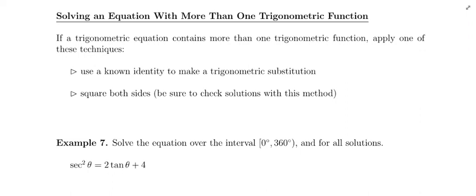On page 7, we're going to look at the next type of trigonometric equation. We will be solving an equation with more than one trigonometric function. So, if a trigonometric equation contains more than one trigonometric function, you need to apply one of these techniques. Either use a known identity to make a trigonometric substitution, or square both sides of the equation.